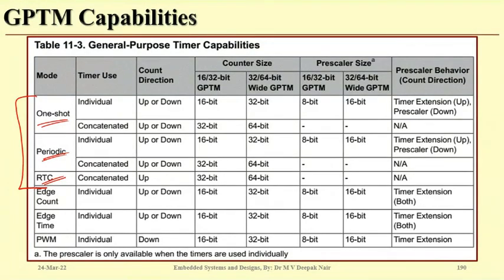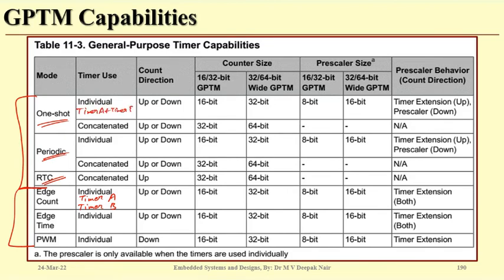Whereas these three, edge count, edge time, and PWM, cannot be used as a joint timer. In this case, you have to use both separately. Timer A and timer B will be used separately. But here you can combine them, timer A plus timer B.